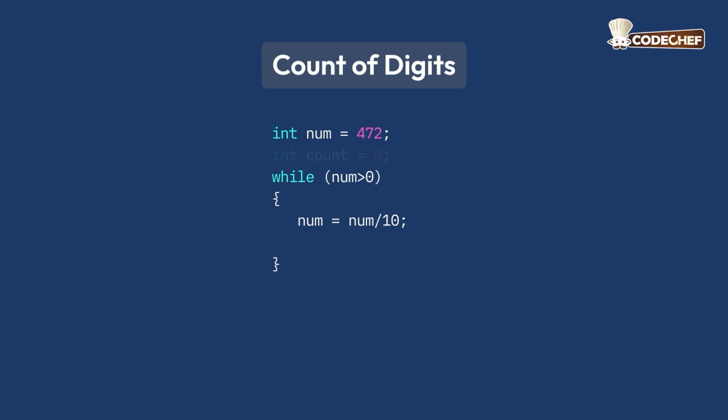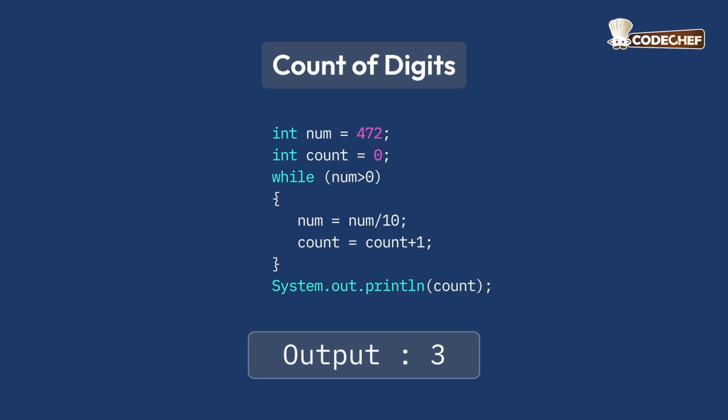Let's use a variable count that starts from 0, and inside the loop, every time we divide, we increment the count. Finally, we come out of the loop and print the count, which is nothing but the count of digits in that number.